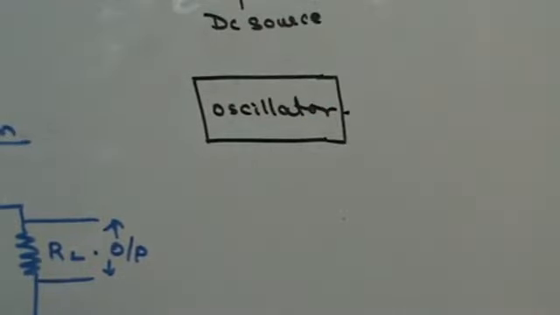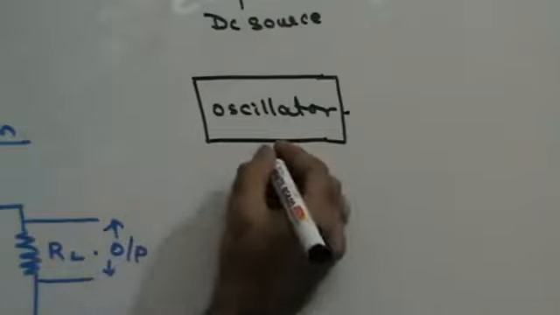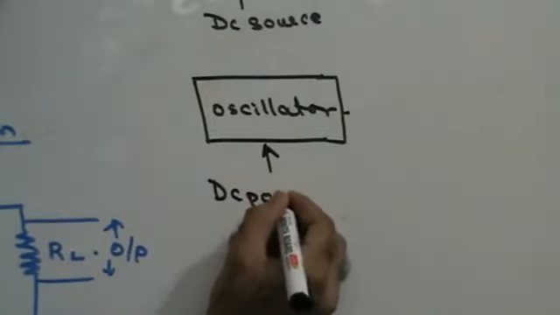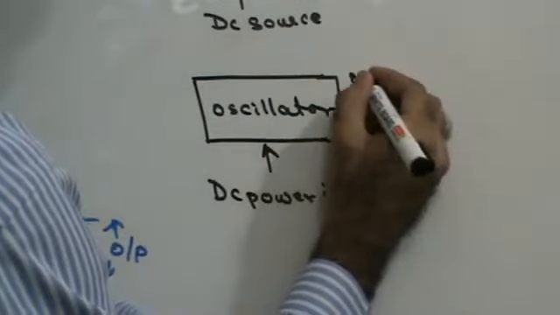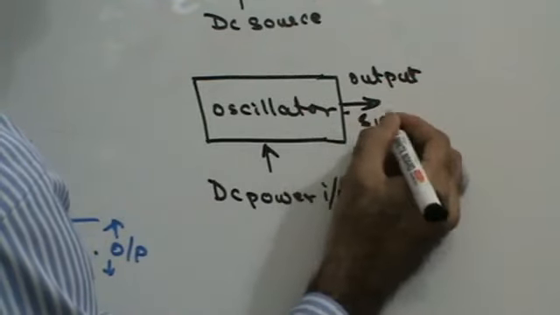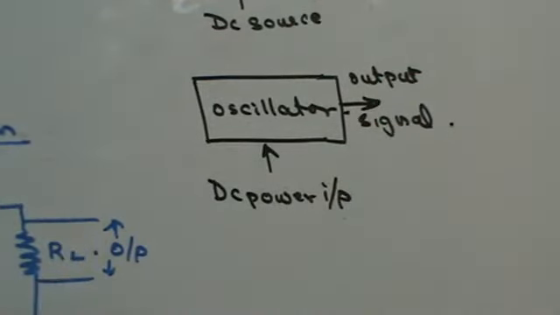Right? In an oscillator, you have just DC power input and you have an output signal. So in an oscillator, the frequency, waveform and the magnitude of AC power generated is controlled by the circuit itself. In an amplifier, it is controlled by the input signal. In an oscillator, it is controlled by the circuit itself. That means there is no external controlling voltage that is there in this.